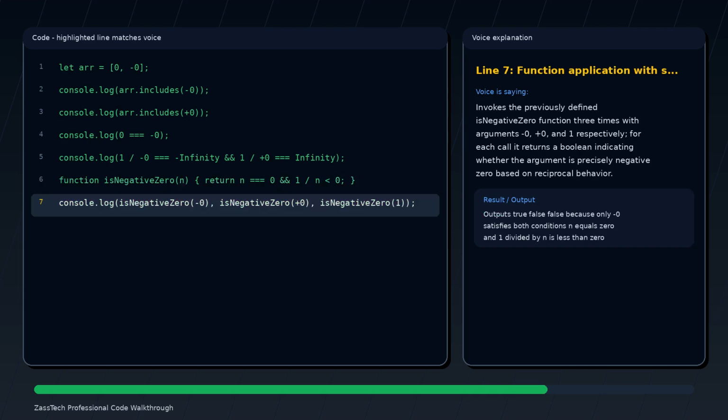Invokes the previously defined is_0 function 3 times with arguments -0, +0, and 1 respectively. For each call, it returns a Boolean indicating whether the argument is precisely -0 based on reciprocal behavior.